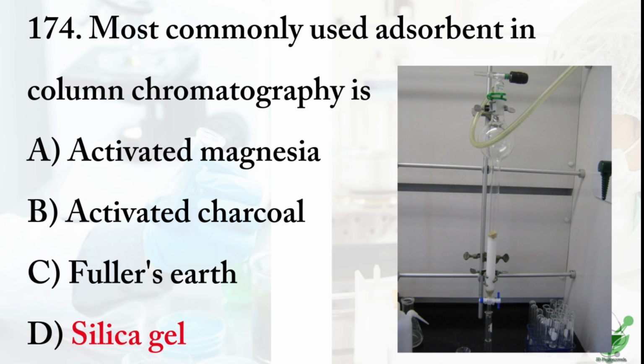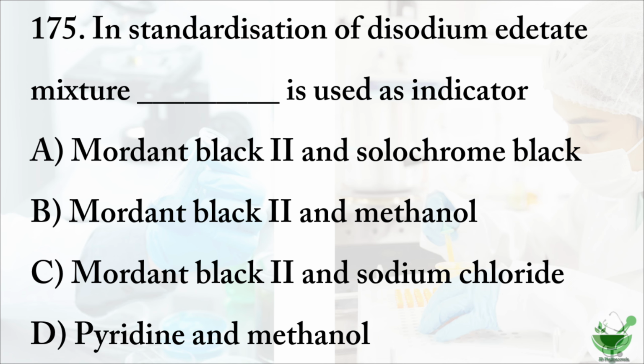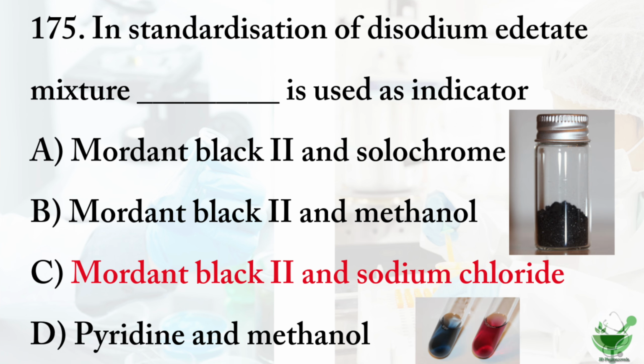Next question. In standardization of disodium edetate mixture, dash is used as an indicator. The given options are option A mordant black 2 and solochrome black, B mordant black 2 and methanol, C mordant black 2 and sodium chloride, D pyridine and methanol. The correct answer is option C mordant black 2 and sodium chloride.